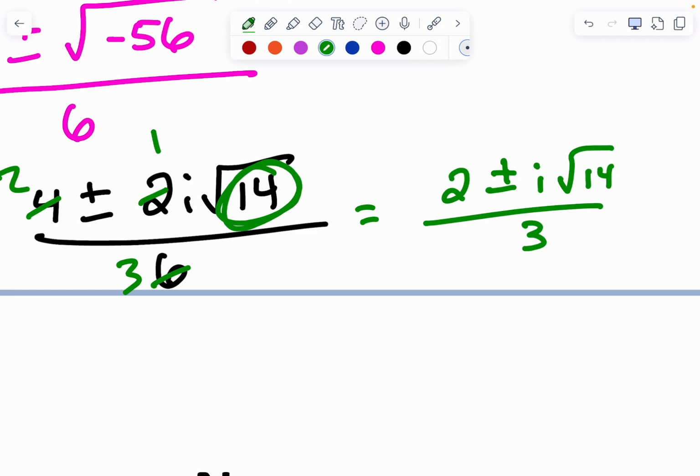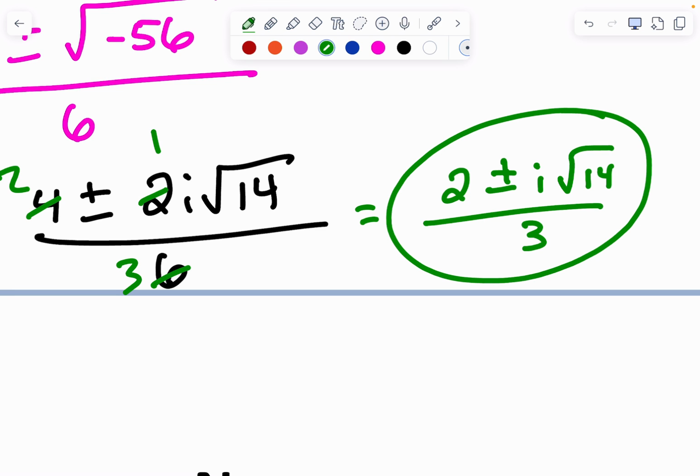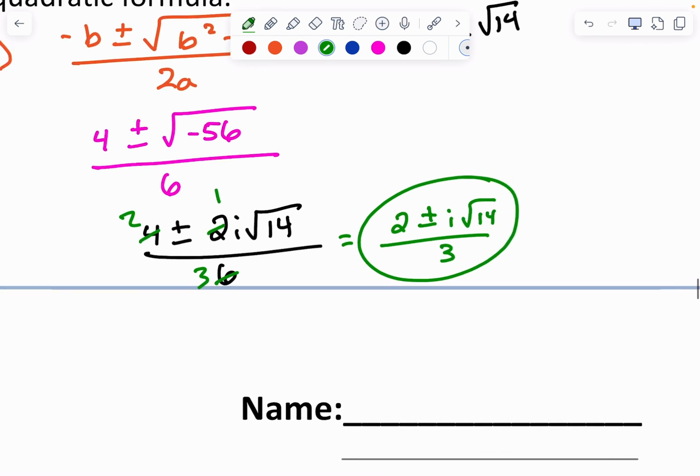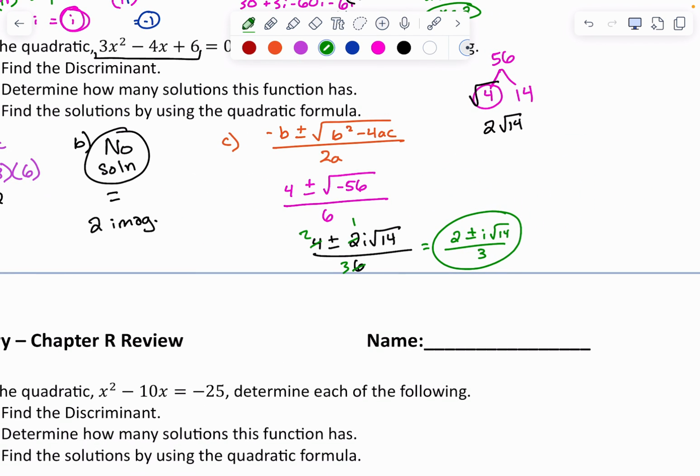Can you divide the 14 by 2 as well? No. The 14 stays like it is, just the label on the end of the thing, like an x. Can't do it. Okay, that's what it will simplify to. So, 2 imaginary solutions or no real solutions, right?